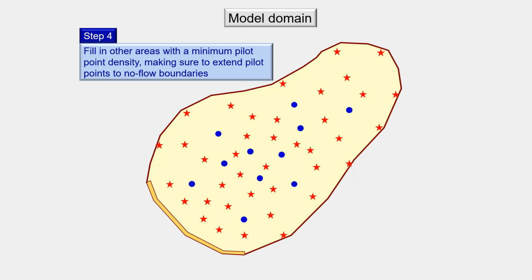I'll attempt to aim for some minimum pilot point density. I don't want there to be big holes in the pilot points array. And I will always try to place pilot points at or just outside the model boundary. We don't want to extrapolate, we want to interpolate. So some minimum density of pilot points through here with the final row of pilot points right at or even outside the boundary makes sense.